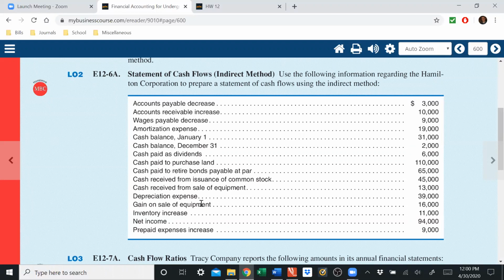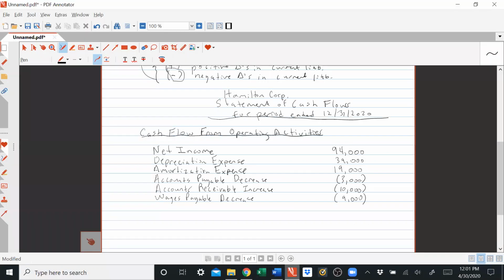Depreciation, we've already done. Gain on sale of equipment, this matters. This $16,000 gain on selling our equipment shows on the income statement in the other revenues and expenses, gains and losses section. You add it on the income statement to get the net income of $94,000 down here. So this $16,000 gain doesn't involve cash, but it's added to get this $94,000. So we need to subtract that. We're going to subtract that from net income.